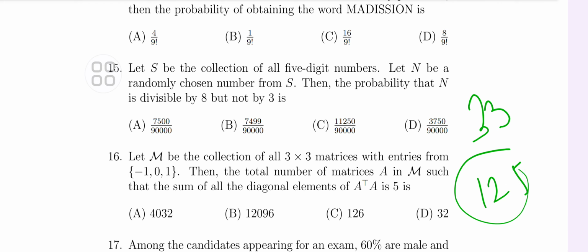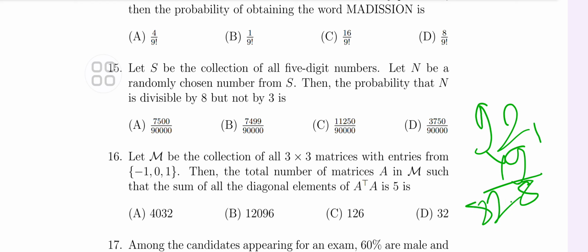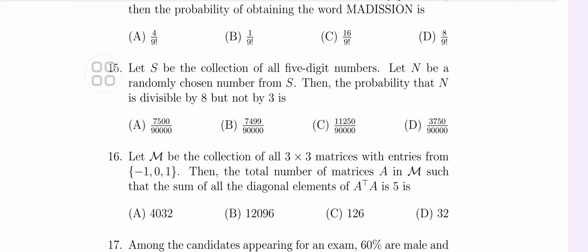So there are 125 minus 33, that is 92 numbers divisible by 8 but not by 3 in the range from 000 to 999. So the probability of choosing a 5-digit number divisible by 8 but not by 3 can be found like this.